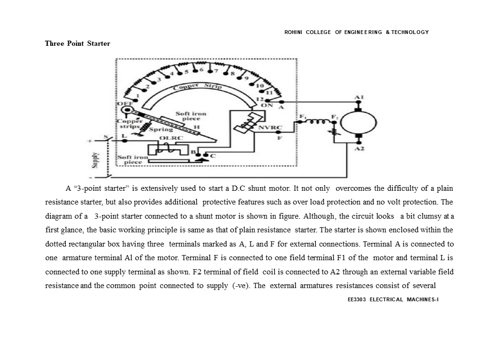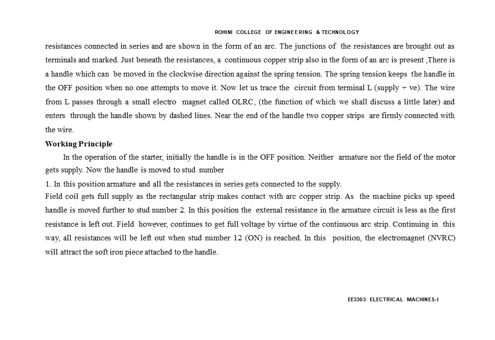The starter is shown enclosed within the dotted rectangular box having three terminals A, L and F for external connections. Terminal A is connected to the armature terminal A1 of the motor. Terminal F is connected to the field terminal F1 of the motor. Terminal L is connected to one supply terminal. The external armature resistance consists of several resistances connected in series, and the junctions of the resistances are brought out to terminal studs.